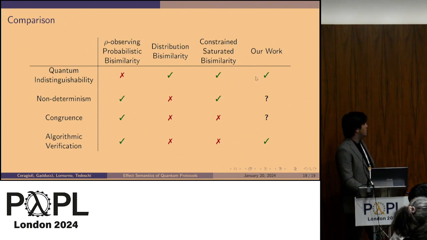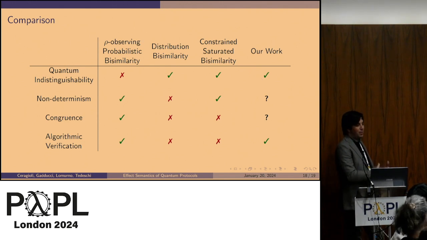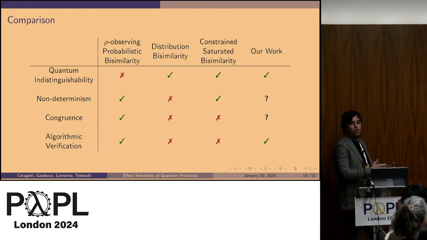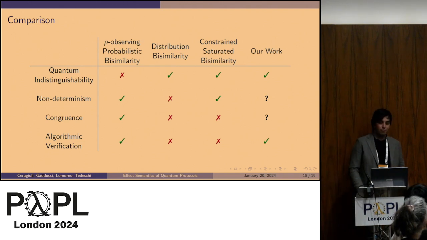We have quantum indistinguishability because we are using exactly what quantum theory prescribes as observational properties, and we are still investigating, it's a work in progress, if our notion is a congruence for our operators and if it maintains the correct notion of non-determinism. That's it, thank you.